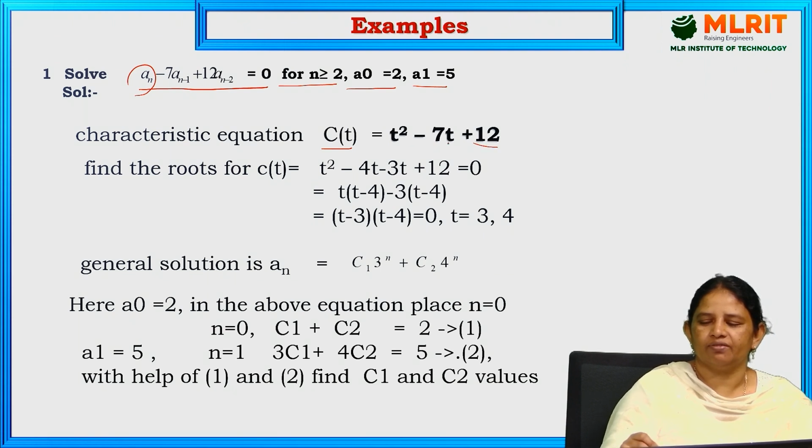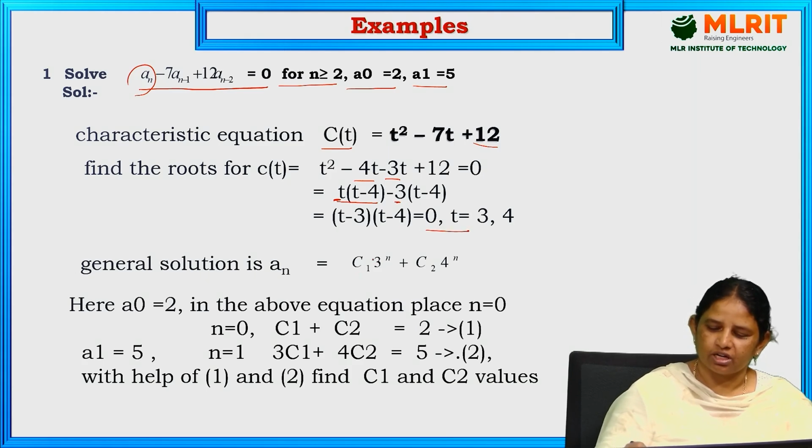Whatever the equation that has been given, the characteristic equation is t square minus 7t plus 12 equal to 0. To get 12 we need to multiply 4 into 3, so that means t square minus 4t minus 3t plus 12. Take t as common: t into t minus 4, minus 3 take it out, t minus 4. The roots are 3 and 4. The roots are distinct, so we can write an equal to c1 into 3 power n plus c2 into 4 power n. This is equation number 1.